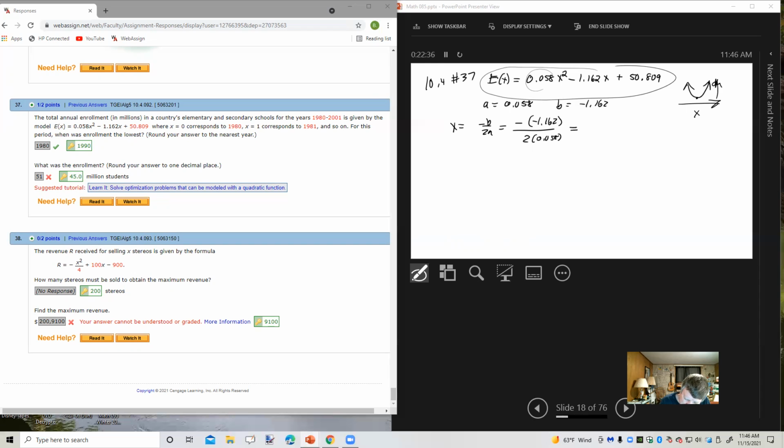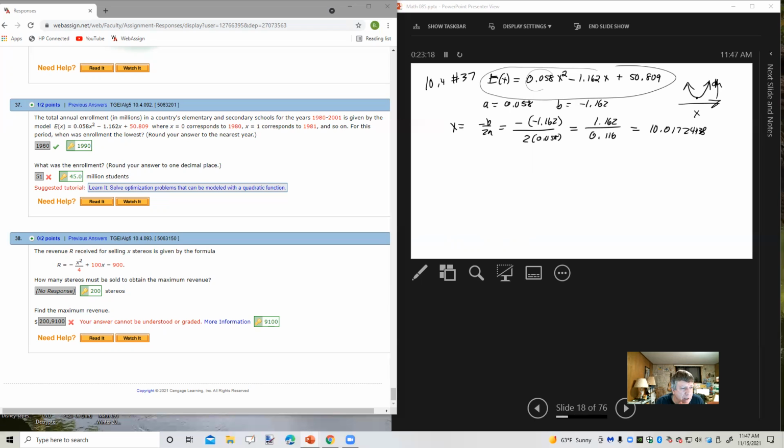X equals negative B over 2A is negative times negative 1.162 over 2 times 0.058. Negative times negative on top is going to be positive 1.162. And 2 times 0.058 is 0.116. If we take 1.162 divided by 0.116, we get 10.01724138.